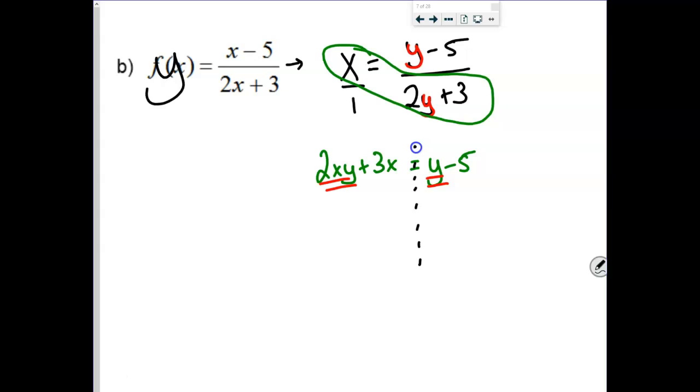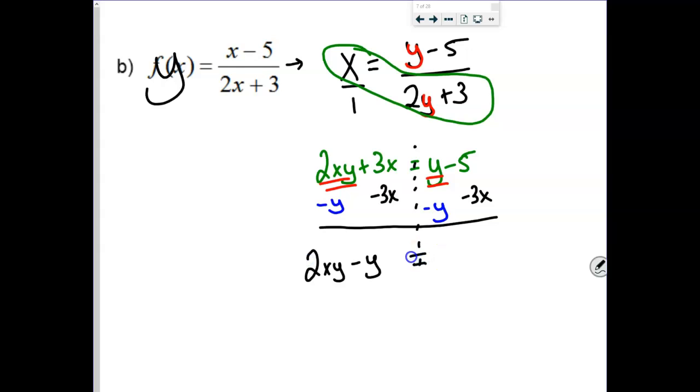I got to group everything that has a y to one side and anything that doesn't have a y to the opposite side. So most kids just feel like bringing y's to the left feels good. I don't know, it's just some weird thing. Which means the 3x has to go to the right. It's okay. So these are not like terms. So you're just going to write down 2xy minus y. And then these are gone and these are gone. Over here, careful though, you have, it is gross, but I really don't care, -5 minus 3x. Remember, it's not your job to make this look pretty. Your job is to get y by itself.